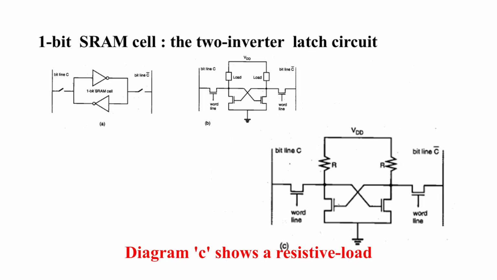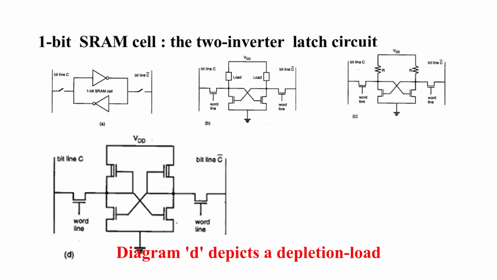Diagram C shows a resistive load SRAM cell. In this design, resistive elements are used as loads for each inverter in the cell. Although simpler, resistive load SRAM cells consume more power than CMOS cells and can be slower, so they are less commonly used in modern designs.